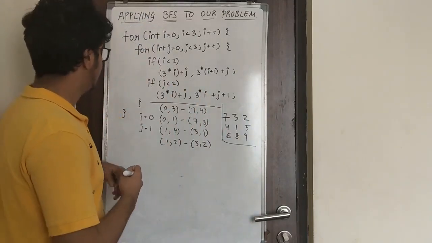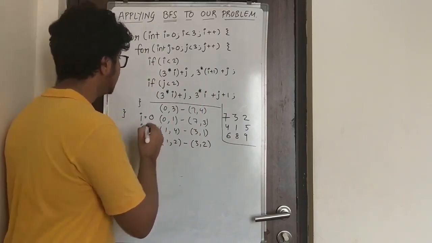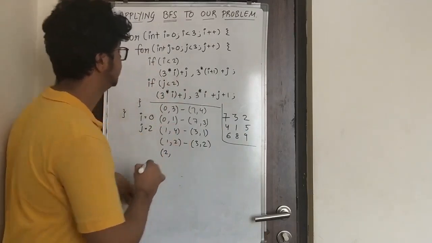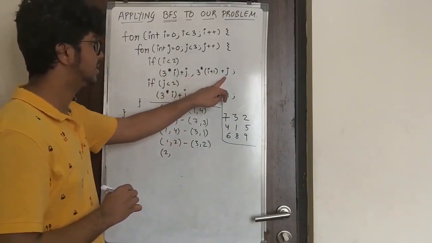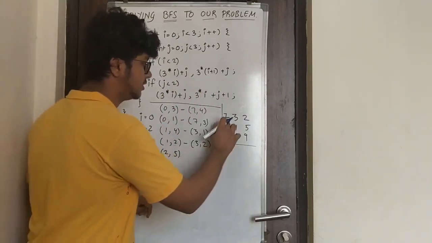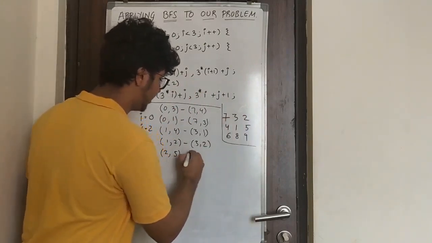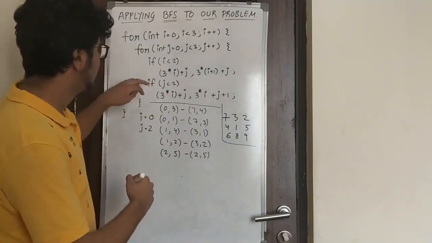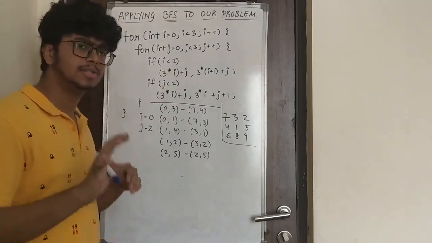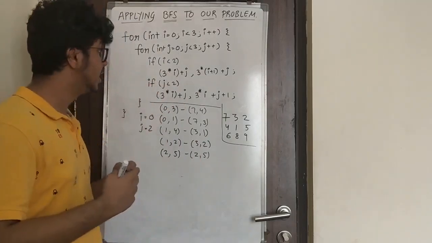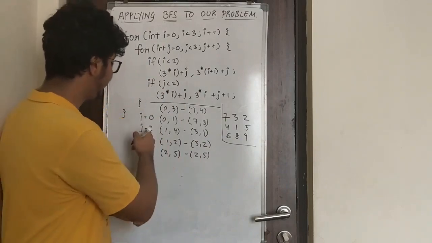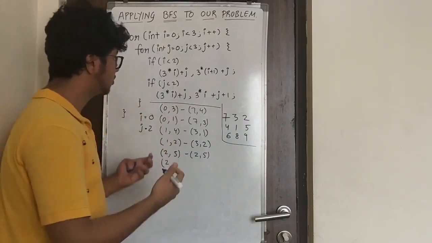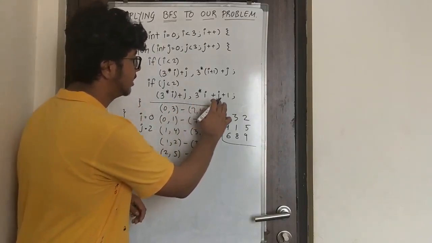Moving forward, now j becomes 2. If this condition is satisfied, 3 into 0 plus 2 is 2. 3 into 1 plus 2 is 5. And again, 0, 1, 2, 3, 4, 5. So 2 and 5 can be swapped. But now j less than 2 is not satisfied. Okay, let us assume there is no if, and let us go on with j as 2. So j value is 2. 3 zeros are 0. 0 plus 2 is again 2. Okay, that looks good. 3 zeros are 0 plus 2 plus 1 is 3.